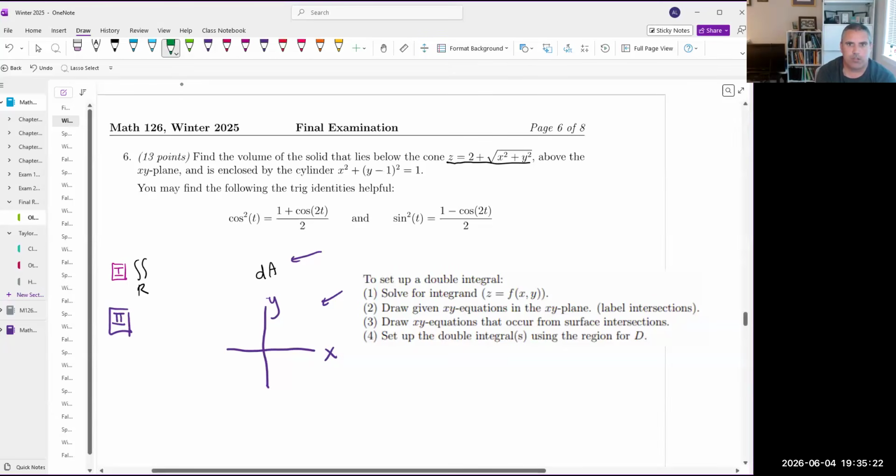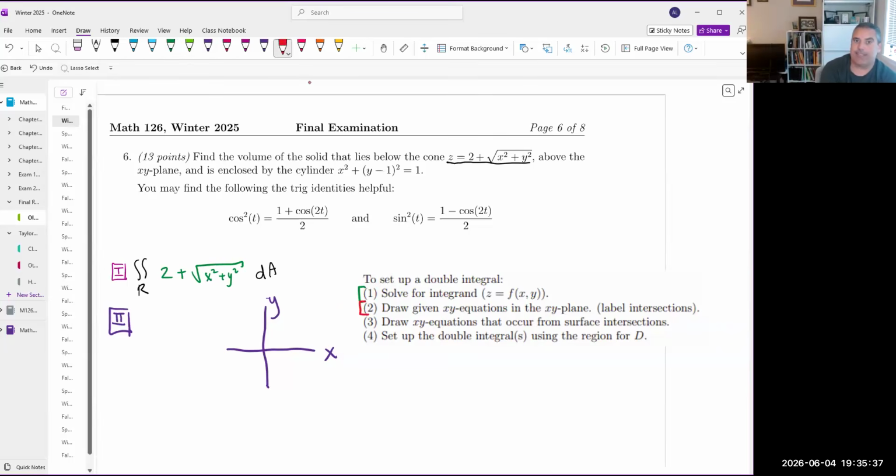So first you put your integrand in, then you draw. And back when we were talking about this, I tried to break it into two ideas. Were there any given equations that involved only x and y? In this case, yes. So this is nice. And the last one we did that was no. They did give me an equation that only involves x and y, and that's a circle. A circle centered at 0, 1 of radius 1. So let's draw it.